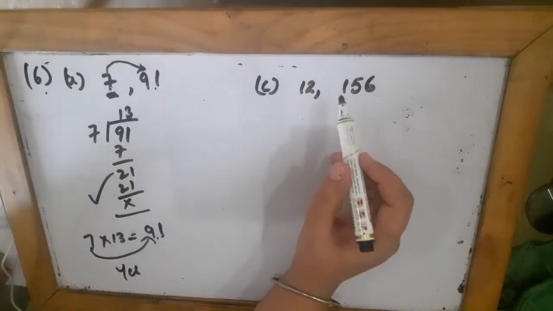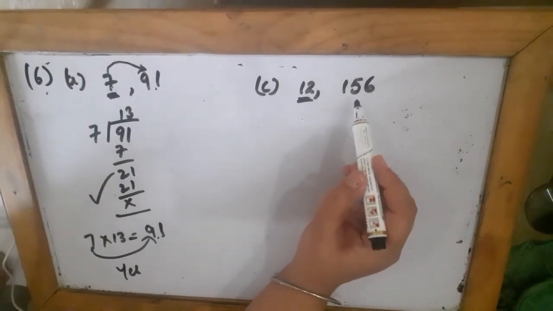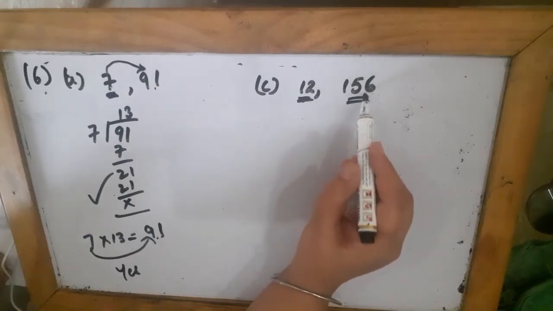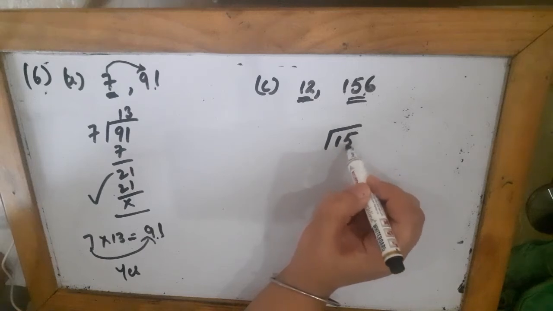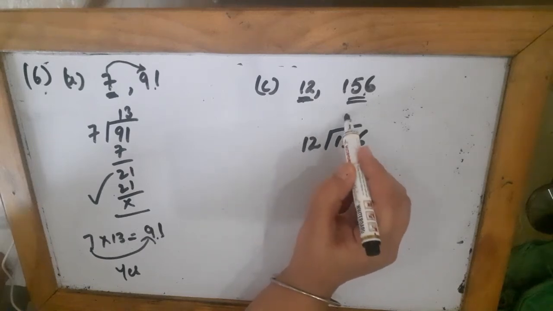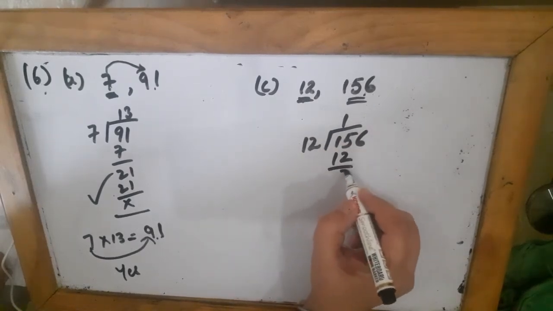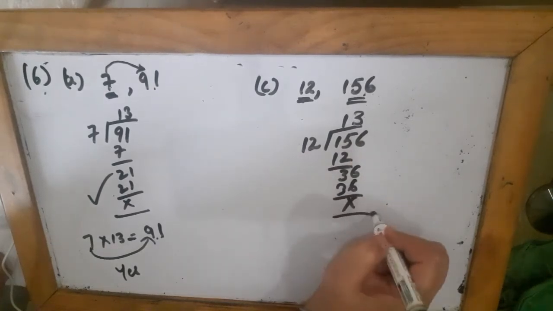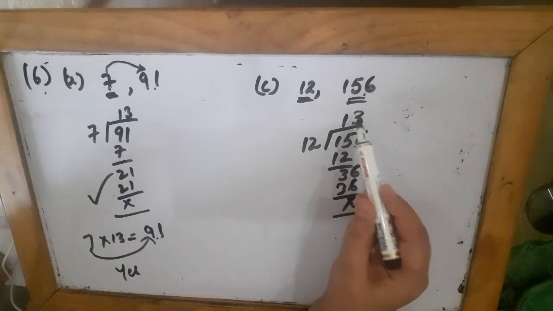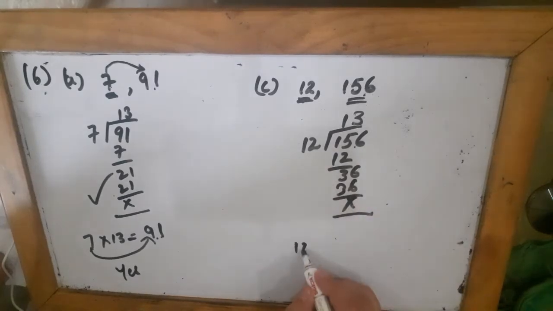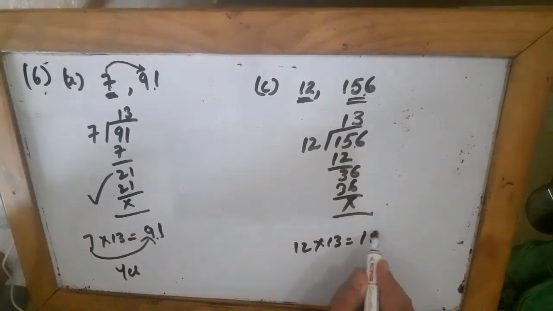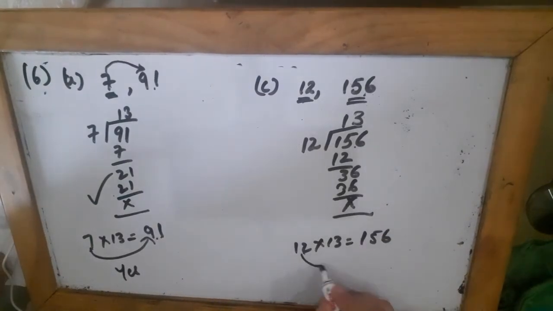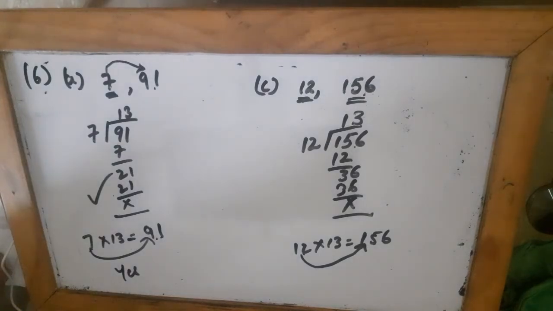Now again I'll take the C part. Is 12 a factor of 156? Means, does this 12 divide 156 exactly? Let's see. 12 ones are 12 and 12 threes are 36. So 12 divides this 156 exactly, meaning 12 into 13 will be 156. So yes, 12 is a factor of 156.